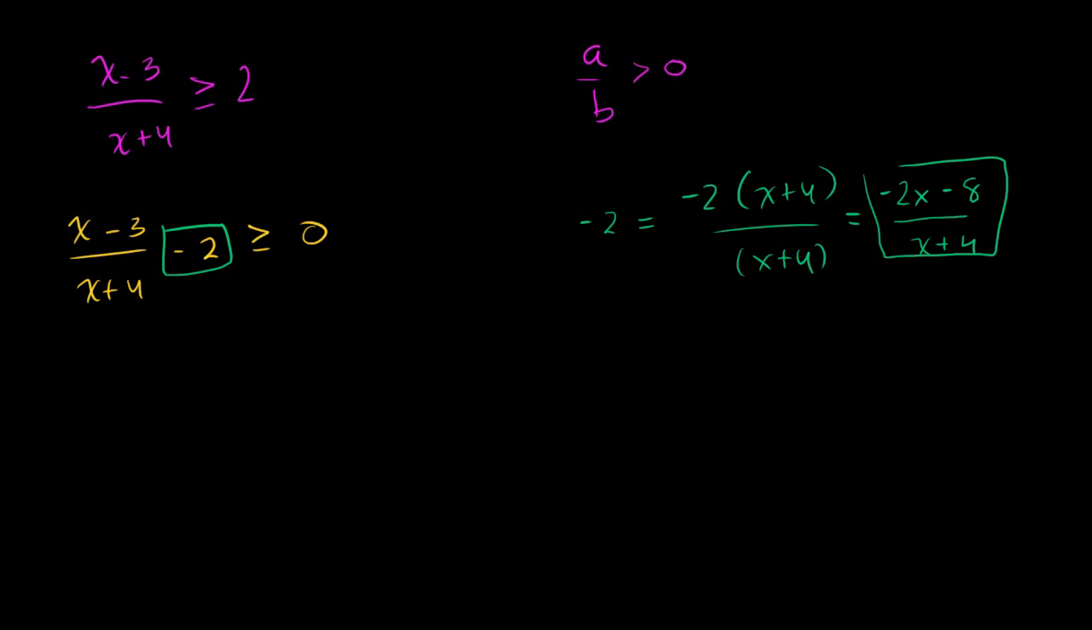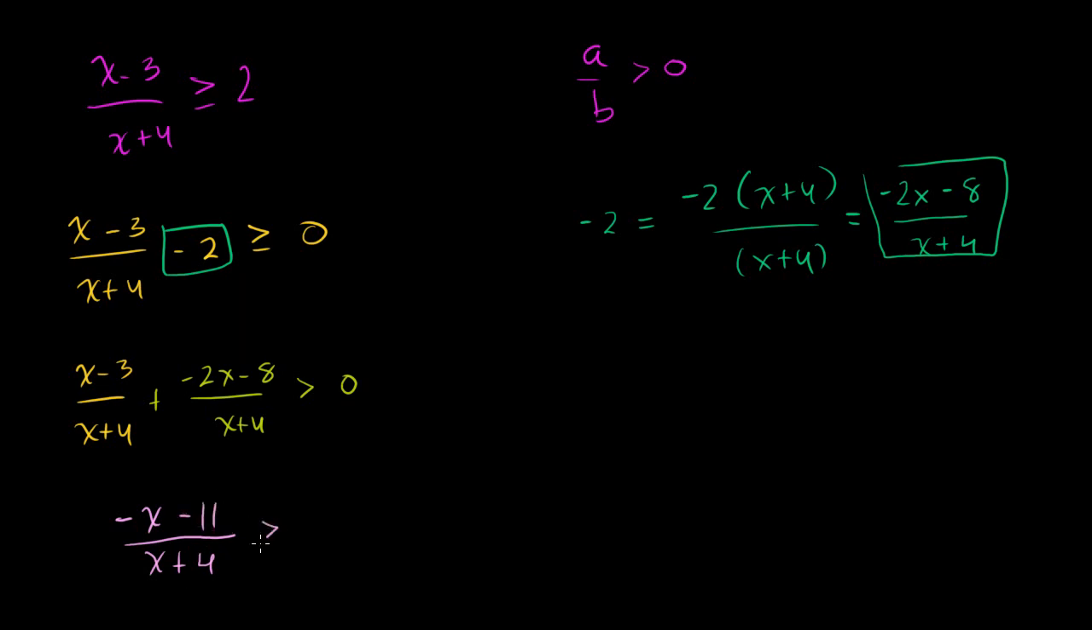So if we write it that way, I have x minus 3 over x plus 4. And I wrote it that way so I have a common denominator. And then I have plus minus 2x minus 8 over x plus 4 is greater than 0. I have a common denominator. That was my whole point of doing this. And so I have a denominator of x plus 4. And then when you add these two things, you get x minus 2x, that's minus x. And then you have minus 3 minus 8, that's minus 11, is greater than 0.